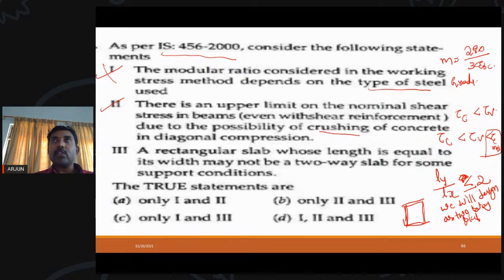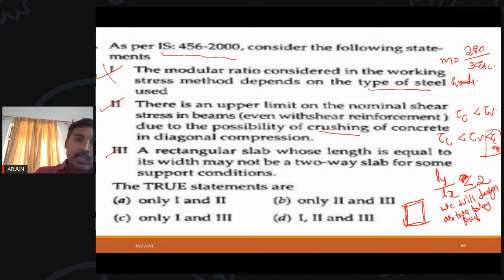So in case of cantilever slab and all, we don't design it as a two-way slab even though the Ly by Lx ratio is less than or equal to 2. So statement 3 is also true. So the true statements are only 2 and 3.